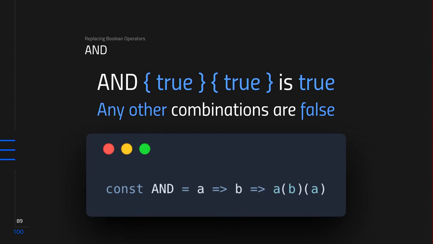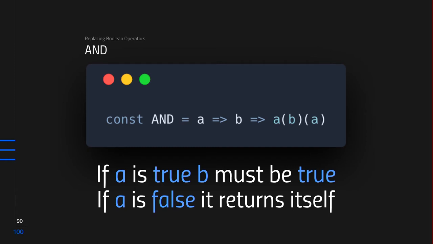So and is just true. It takes a and b. And then if a is true, b must be true, because that's what's going to be returned. So true selects the first value. If a is false, it returns itself, so it's already false. And this is and.